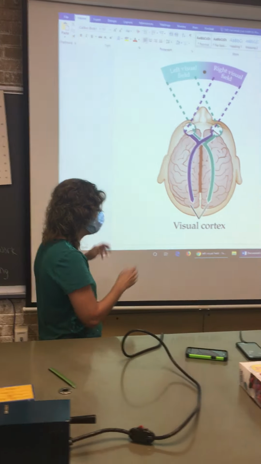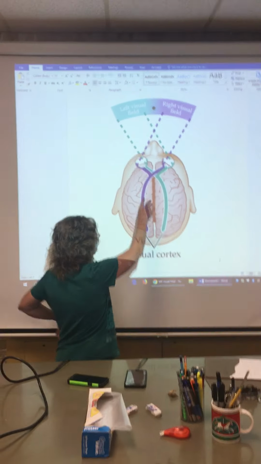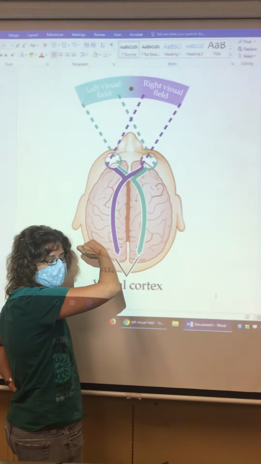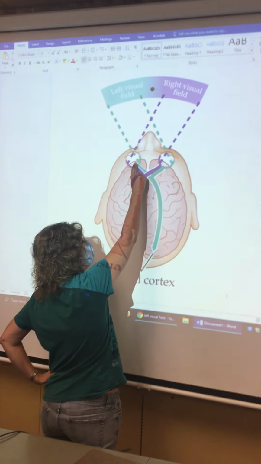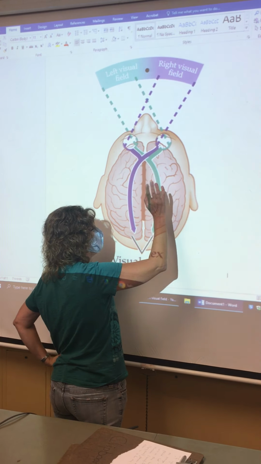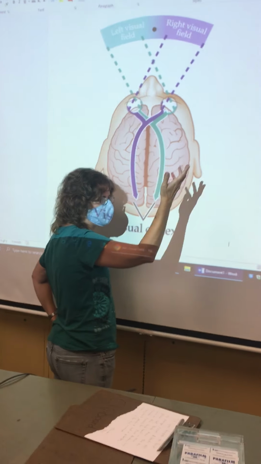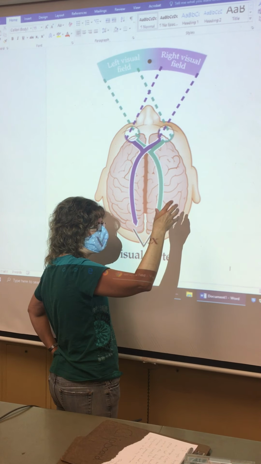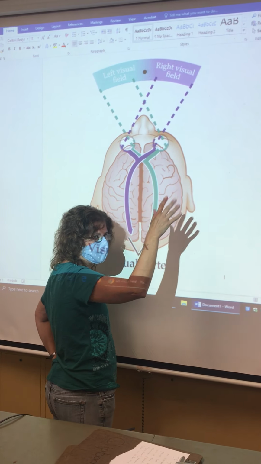You can look at other images online if you like, but look at the colors. We have purple and green, okay? So this is like a double whammy. You have probably heard in other classes that the right side of the brain receives images from the left side, and vice versa.